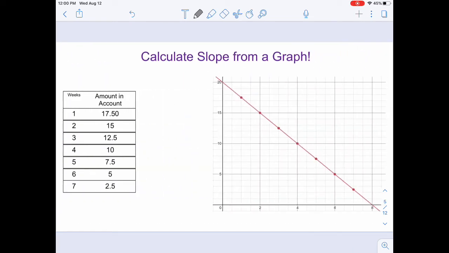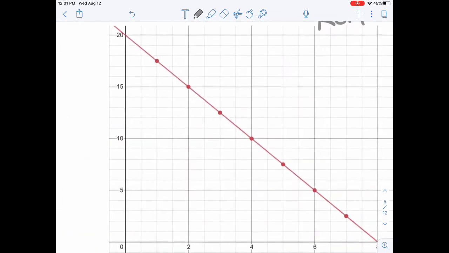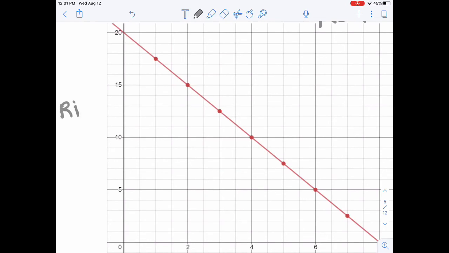Let's try it again with another problem. When we're given a table and a graph, we can use either method. We could use the formula, or we could use the graph and think of it in terms of rise over run. Because the formula is pretty straightforward, we're going to take a look at the graph again. So once again, we're using rise, which is our change in y, and dividing it by our run, which is our change in x's. I'm going to pick any 2 points. Here's one, here's another one.